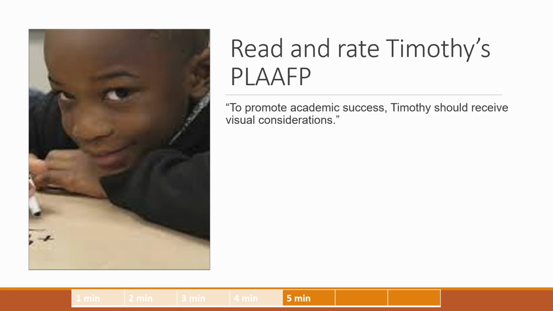It's not clear what a visual consideration is. What does that mean to consider? Does he need visual aids, visual supports? If so, could those be described? And should that really be alone a PLAAFP statement? There's no clarity in which area of academic success is benefiting from the visual support, so we don't have enough information to really interpret anything about Timothy's academic achievement or functional performance, which is the purpose of the PLAAFP statement.